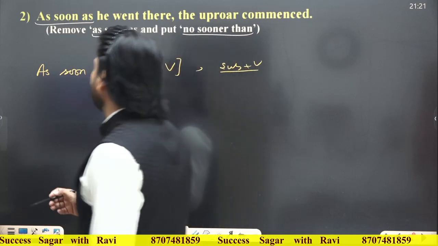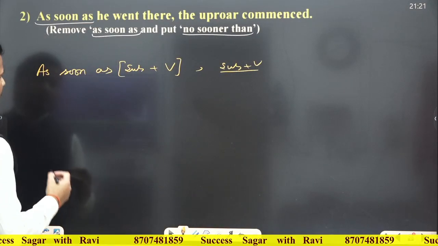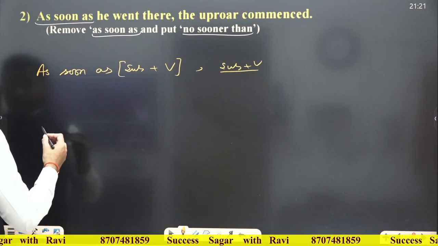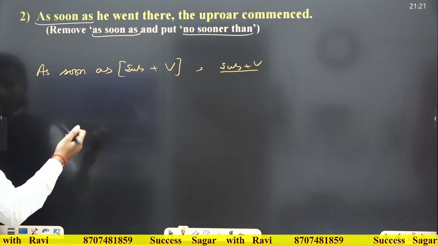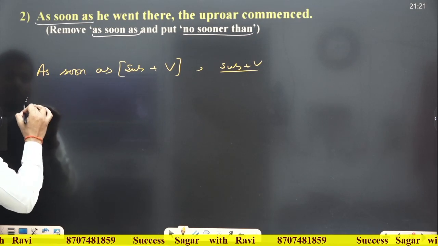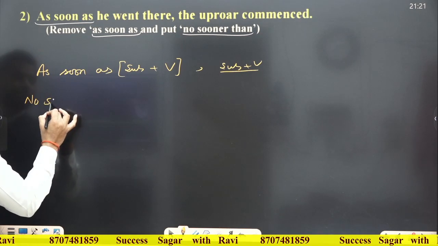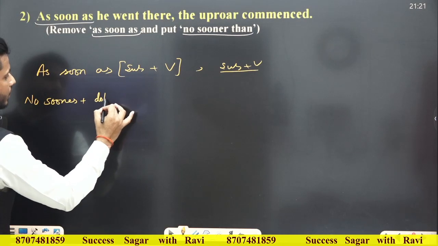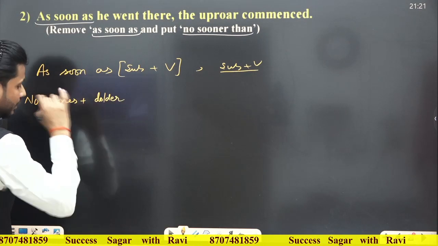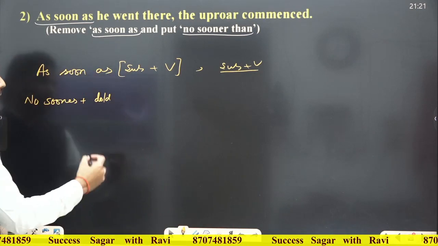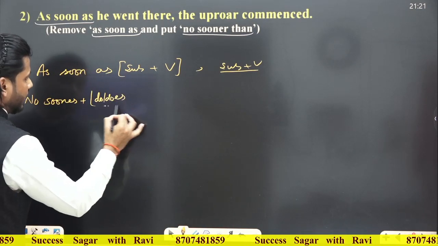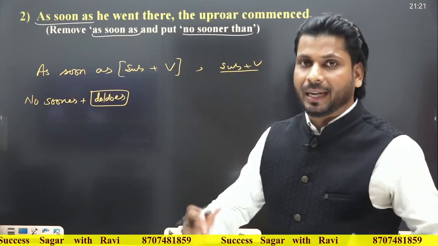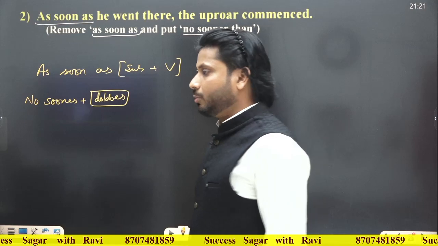So what is the structure? There are many structures that I am going to write. The given sentence is written in past indefinite tense. There are three ways to write it. First one is, you can use no sooner followed by do, does. There is a reason behind why we are using this particular structure, but we'll learn these concepts in the concept video, not here. I'm just writing the structure because the video is becoming very lengthy. I don't want the video to be lengthy.